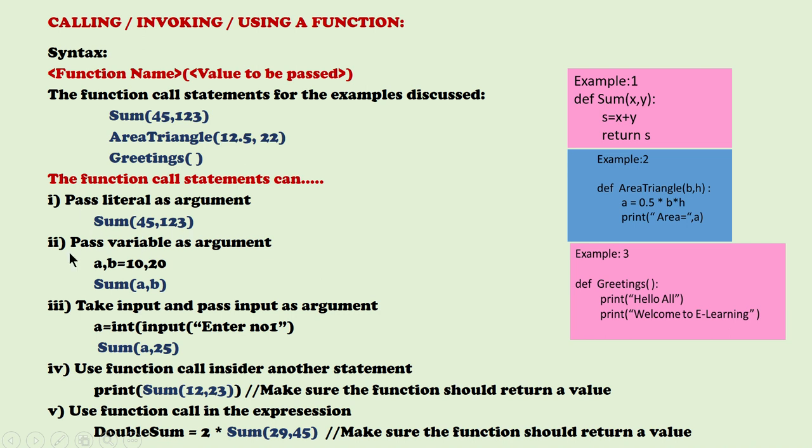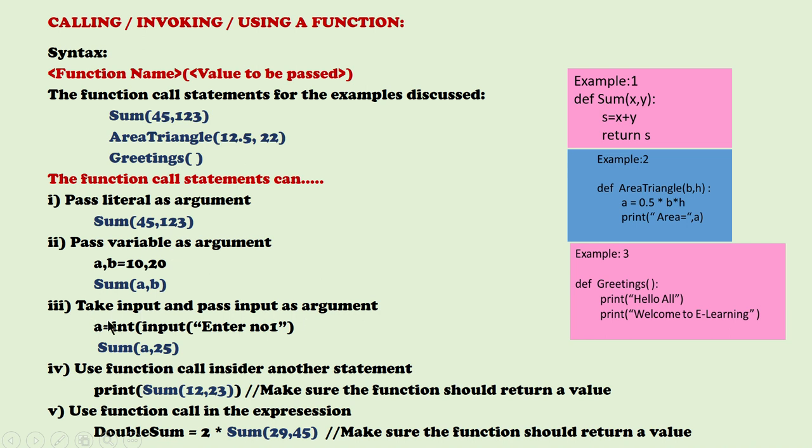The second one is passing a variable as an argument. I have the value in some other variable, and for that I want to do the particular task, so yes, you can specify those variables. For example, a comma b initialized with the value 10 comma 20. So when you write sum of a comma b, a will be substituted with the value 10 and b will be substituted with the value 20. So you can also use a variable. Take input and pass input as an argument.